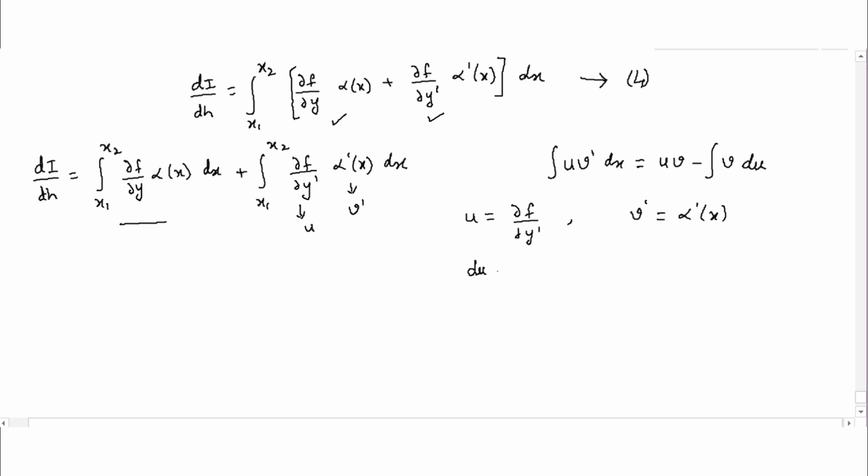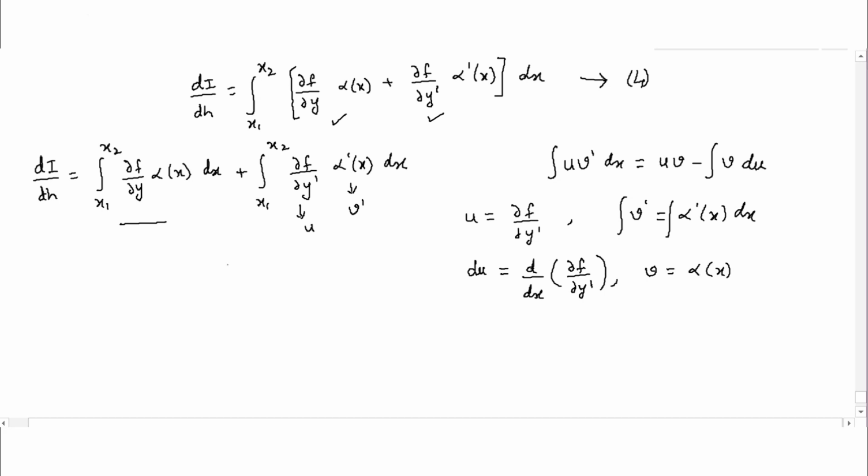So du will be equals to, I need to differentiate this with respect to x. So it becomes d by dx of dou f by dou y dash. I'm differentiating this with respect to x, and over here I need to integrate it. If I integrate this with respect to x, I'll be getting v to be equals to, the integration of alpha dash of x will be alpha of x.